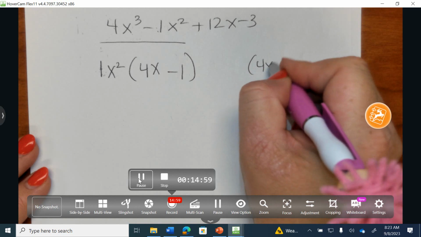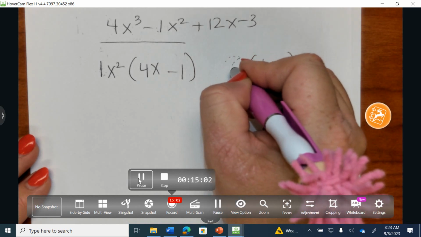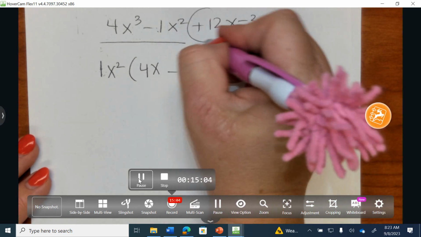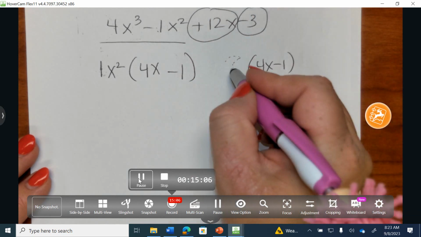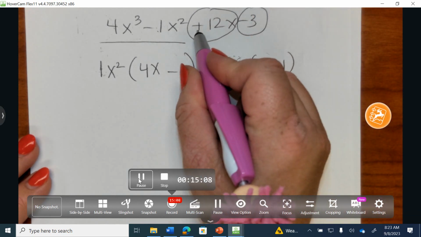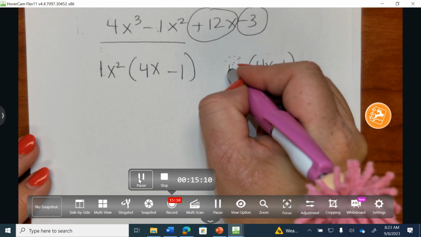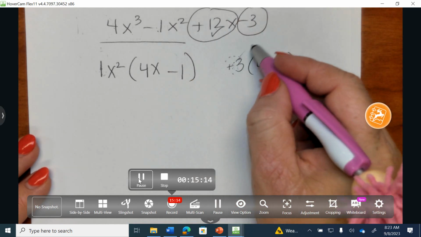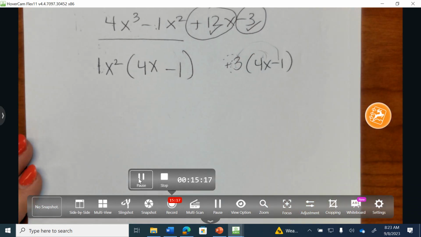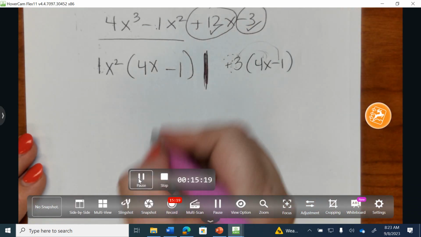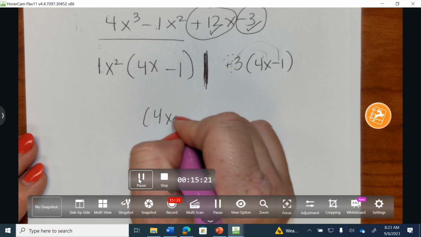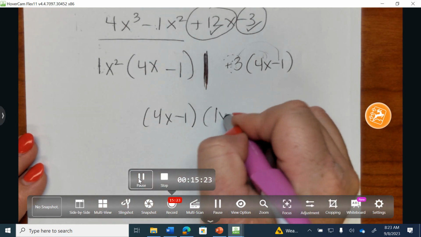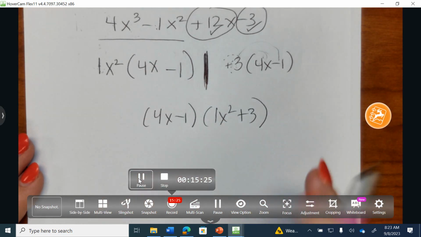Copy and paste this in back, putting a really light question mark here. What times 4x, what magical number gives you a positive 12x? So I think positive 3. Let's check. Yep, that works. And is positive 3 times negative 1? It is. So I split it in half. I write down the parentheses 4x minus 1, in front of the first and in front of the second.